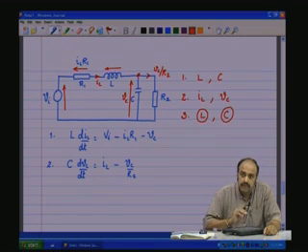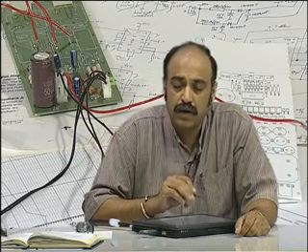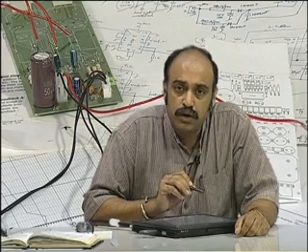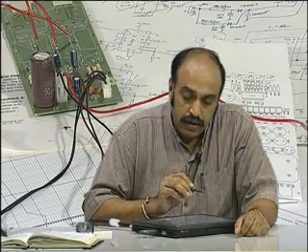And this process is valid for whatever may be the complexity of the circuit and whatever may be the domain, whether it be in the electrical domain, or the mechanical domain, or the hydraulic domain, or the magnetic domain, so on and so forth.